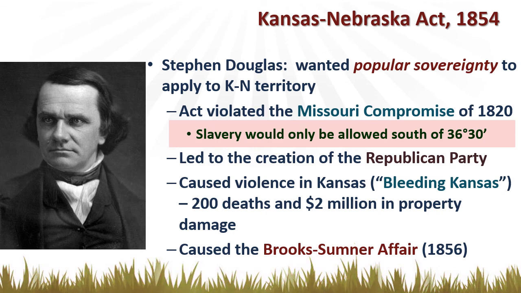And then finally, this act caused an actual fight on the floor of Congress, the Brooks-Sumner affair of 1856. In that incident, a Northerner had made a speech in which he said some pretty direct, in-your-face things about a Southerner, and specifically referring to slavery and that Southerner. So the next day, that Southerner's relative came into Congress, took out his cane, and beat the Northerner just senseless.